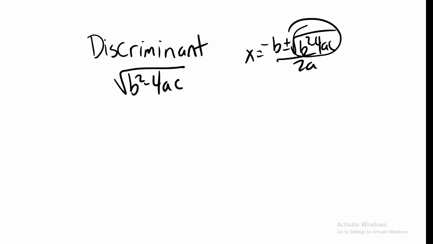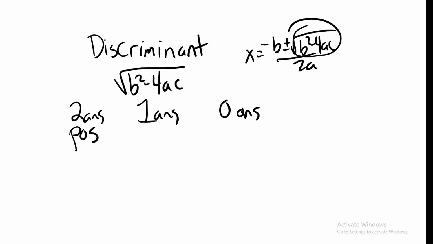Now, the nice part about looking at the discriminant is from the discriminant, you can tell whether or not there is 2 answers, 1 answer, or 0 answers. Here's the way you do it. If your discriminant is positive, you have 2 answers. If your discriminant is 0, you have 1 answer. If your discriminant is negative, you have 0 answers, because you can't have a negative in a square root. And this is all you need to know for discriminant.